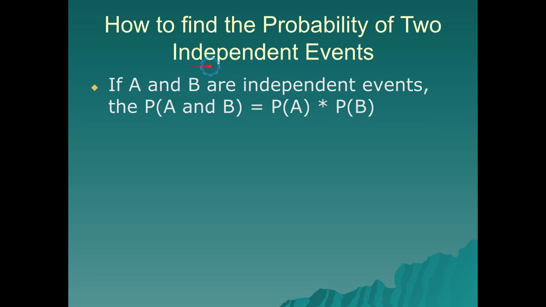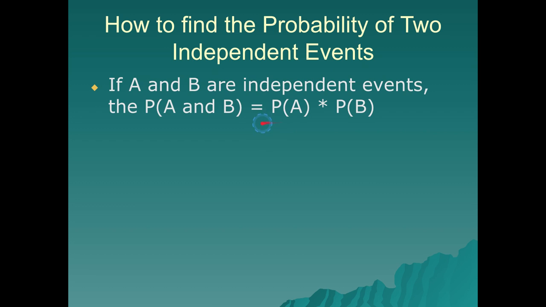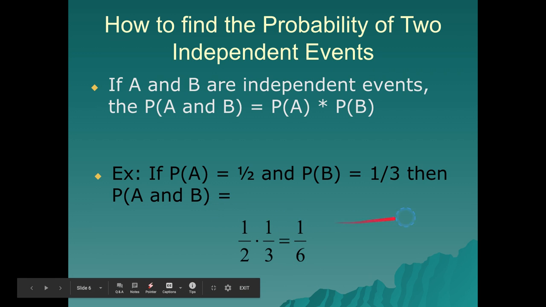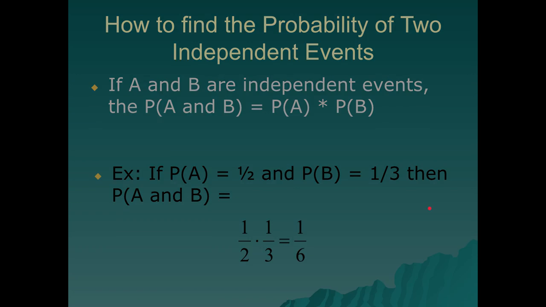If I have independent events, all I do is take the probability of A, and we use the word "and" there, and multiply it by the probability of B. If I told you the probability of A was 1/2 and B was 1/3, how do I know what the probability of A and B is? You just multiply those together, so the probability is 1/6. And remember, probability is a fraction or a decimal between 0 and 1, inclusive of 0 and 1.